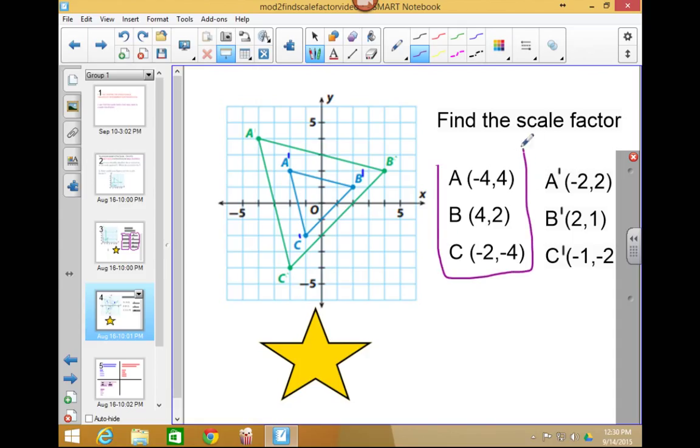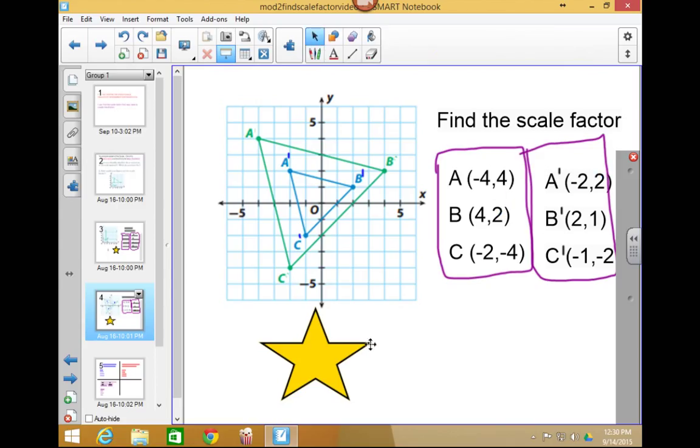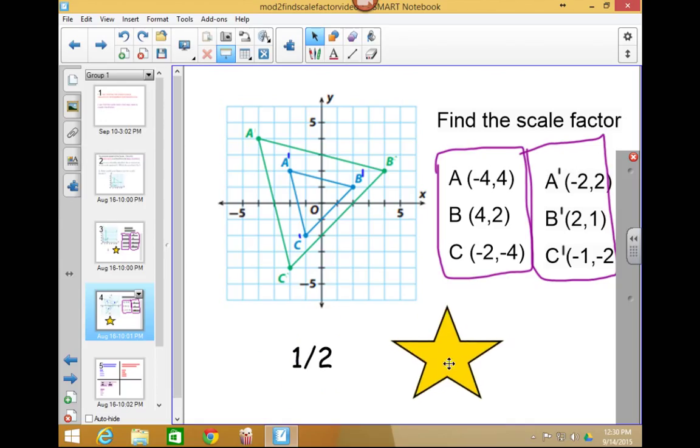If I look at the coordinates of the original and then the coordinates of the image, I want to say, what did they multiply by to get from -4 to 2? What did they multiply to get from 4 to 2? What did they multiply to get from 2 to 1? That number is a half. And again, that makes sense because the scale factor is less than 1, which reduces the size of the object.